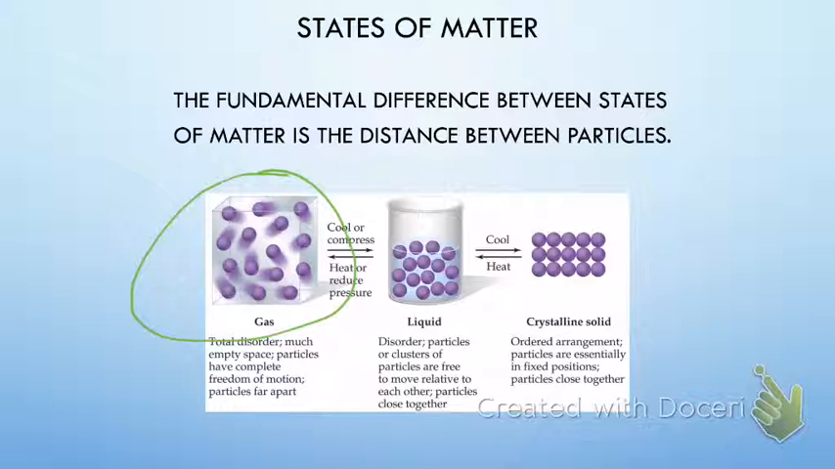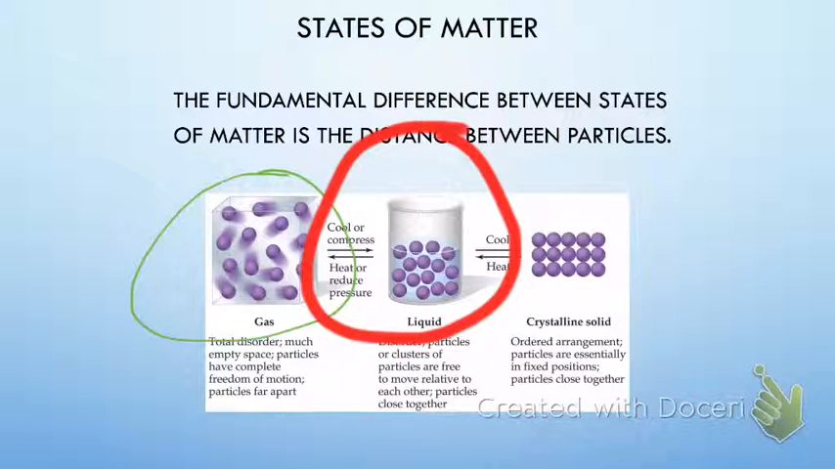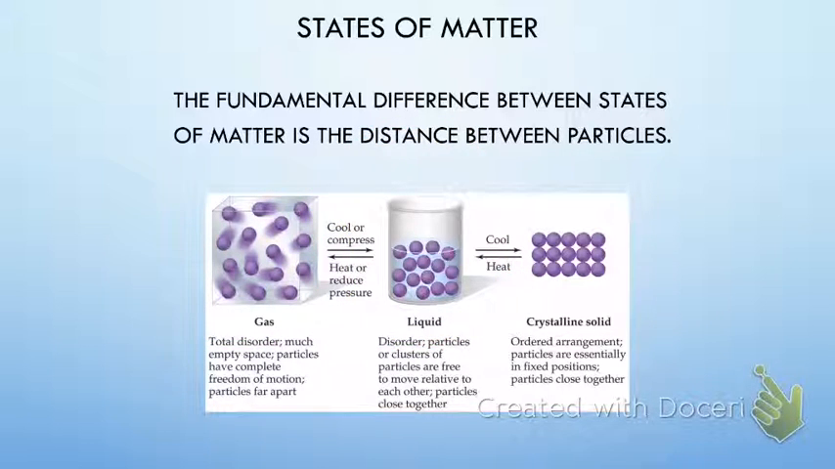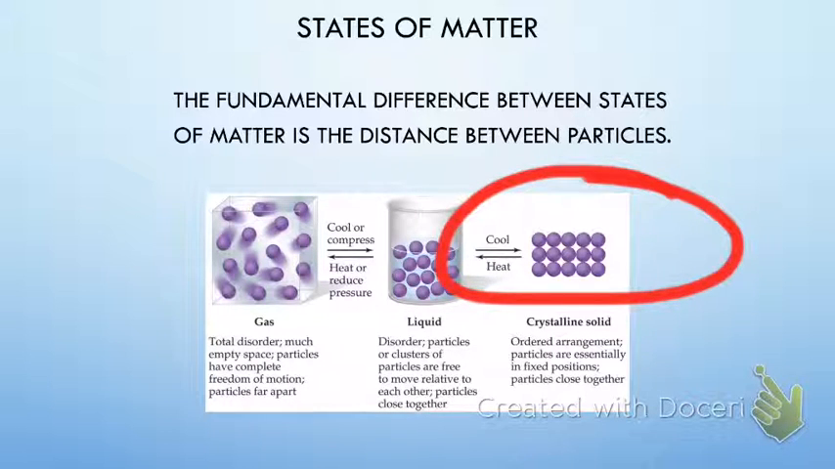Whereas when we discuss a liquid, there is disorder. The particles are relatively free to move around. However, they are definitely closer together than they are in the gas form. It will still take the shape of whatever container it's in. Whereas a solid, and in particular we're going to be focusing on crystalline solids, is ordered. The particles are essentially in fixed positions, they're close together, and there's very, very slow diffusion throughout the solid.